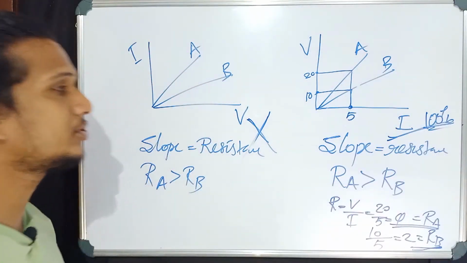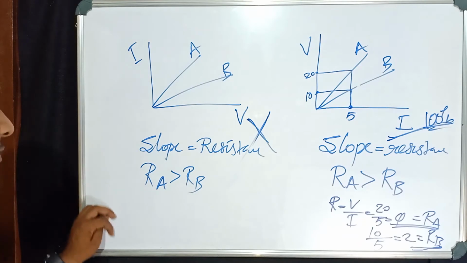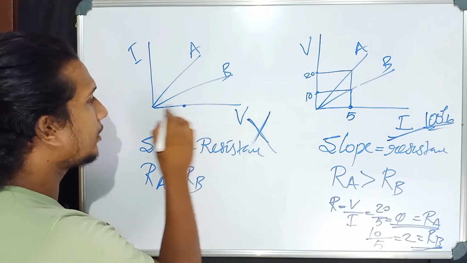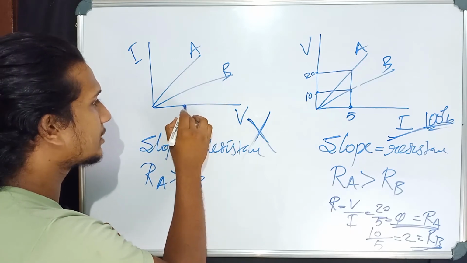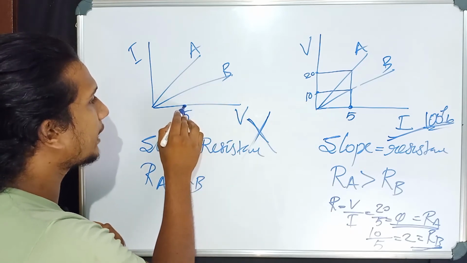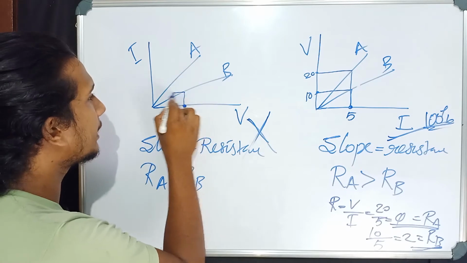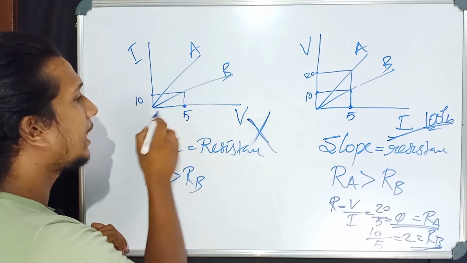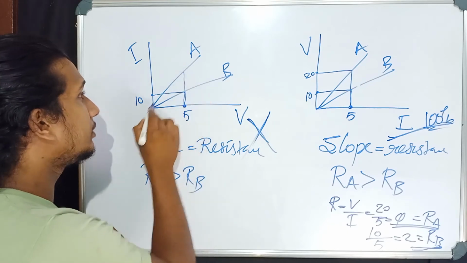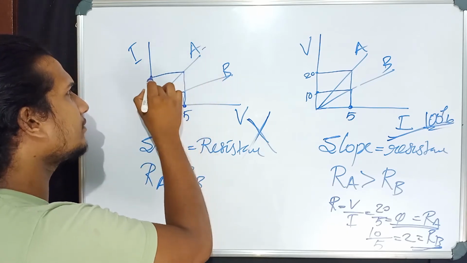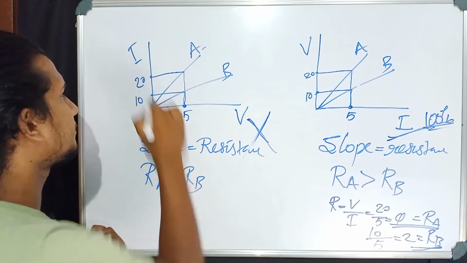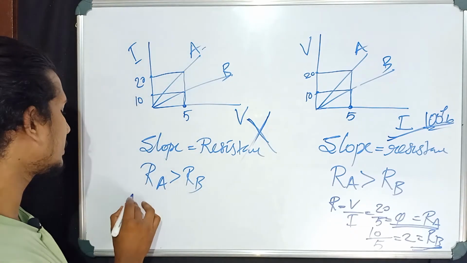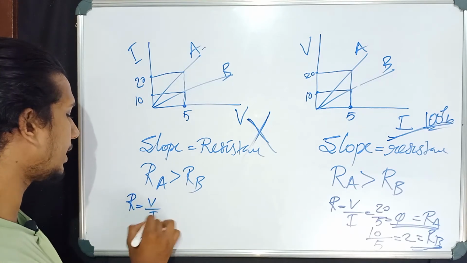But if you look into this other graph, what you can see is that I am taking some value of voltage on this axis, let it be 5, and for this voltage, for this graph you will get a corresponding current, let it be 10. For the same voltage, for graph A you will get some other value of current, let it be 20. Same values I have taken. But now see, what is the resistance over here? R is equal to V by I.